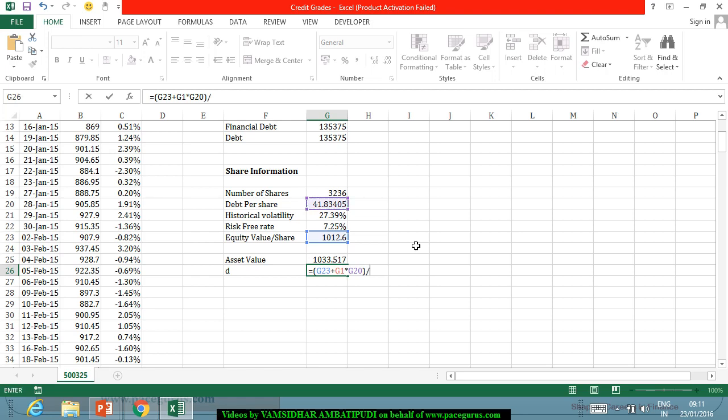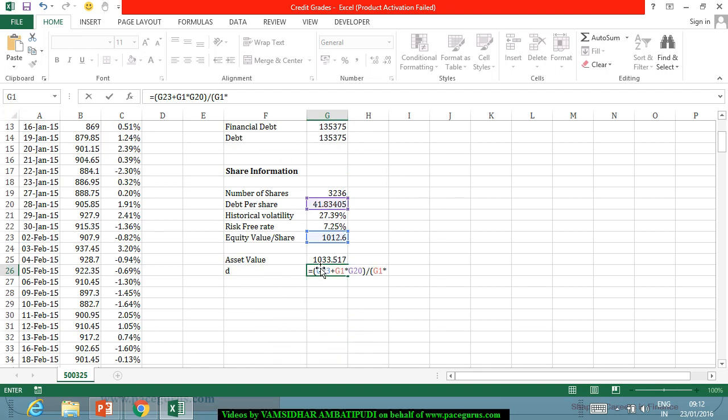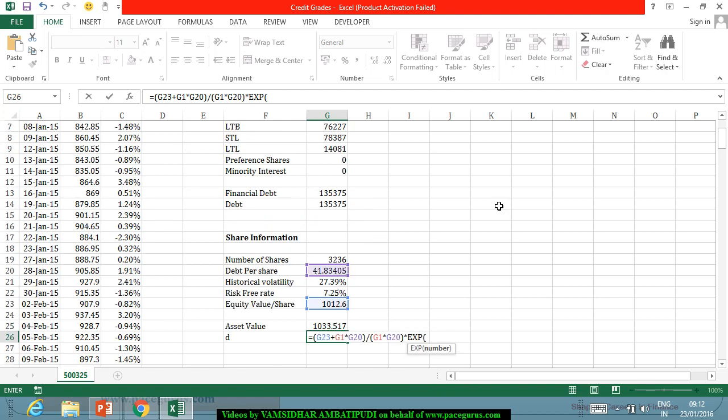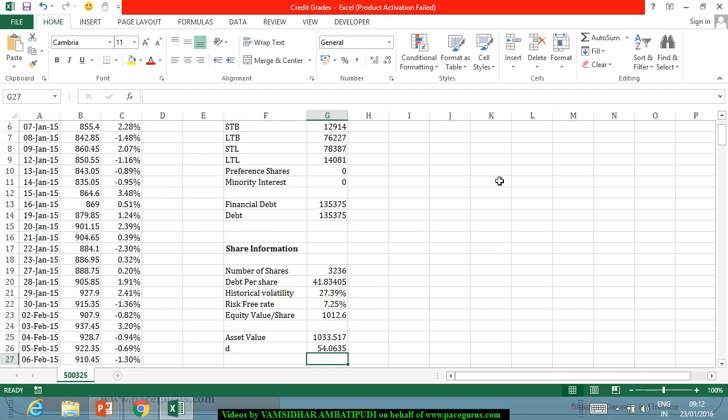This divided by pi bar times D. So I'll take pi bar times D, where D is debt per share, and this is multiplied by e to the power of lambda squared. Lambda is the volatility of the recovery value. This gives me that my D is some 54, and similarly I can find out my alpha T squared. Right, alpha T squared also I can very well find out.